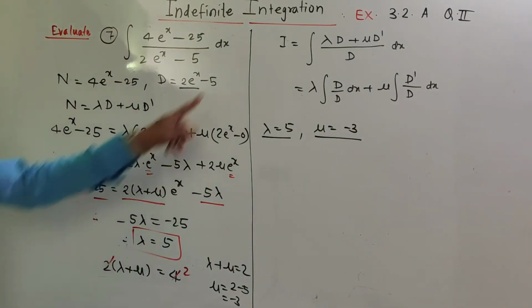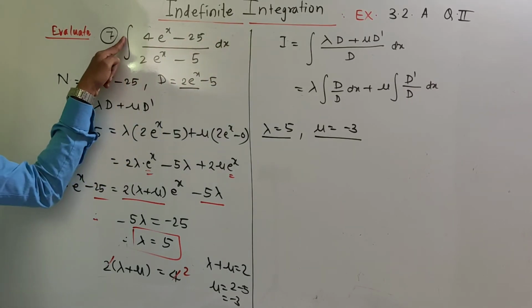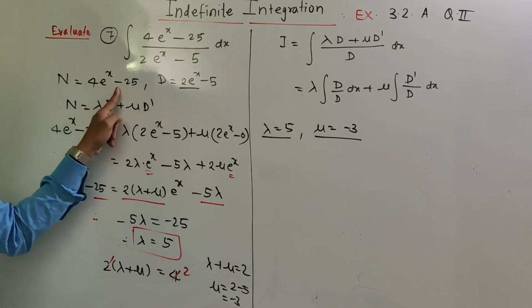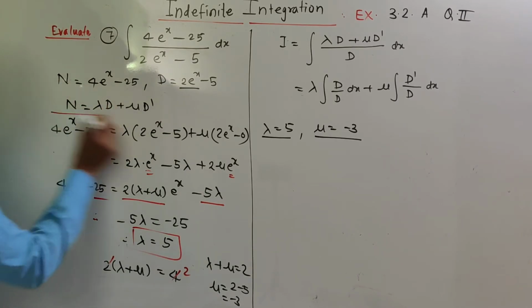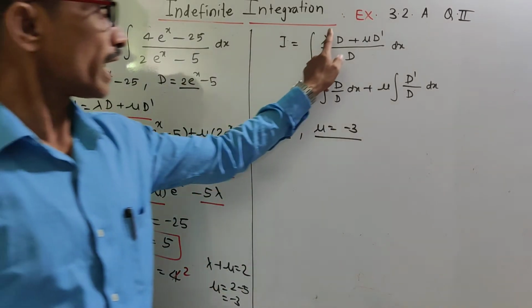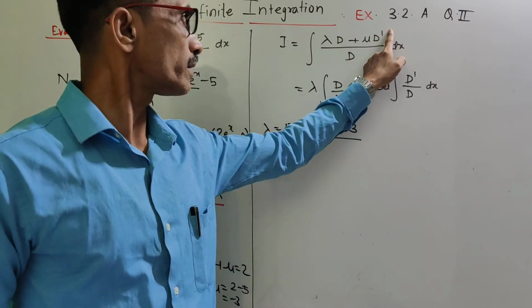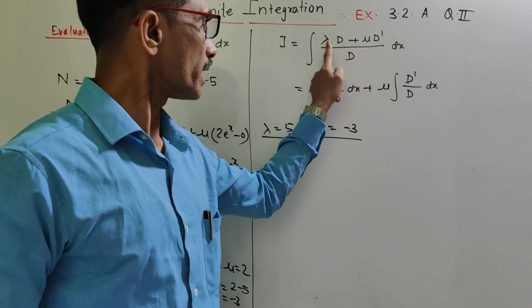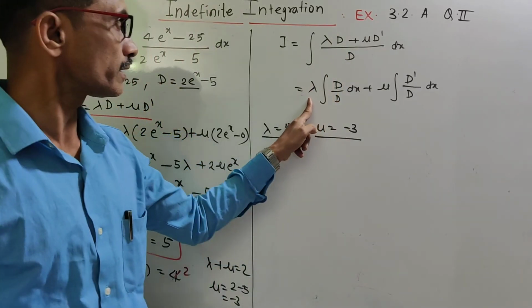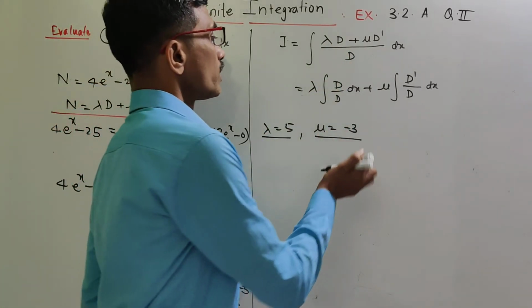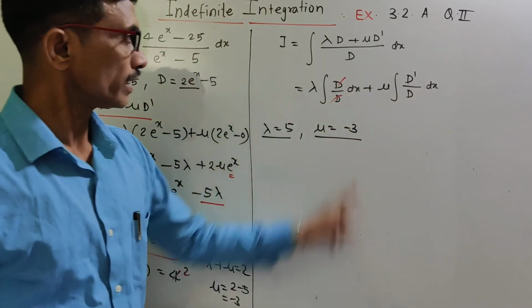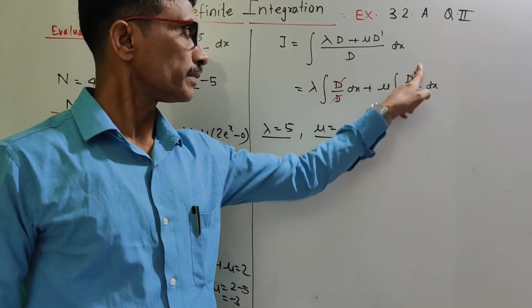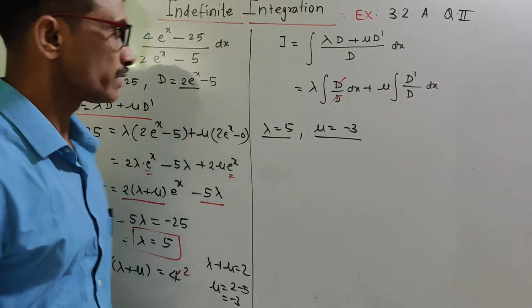Now we use integral I. This is the numerator, this is the denominator, and the numerator we express as lambda d plus mu d dash. So lambda d plus mu d dash is our numerator. We separate it: lambda is constant outside the integral, d upon d gets cancelled, leaving 1 dx, plus mu d dash upon d, and f dash of x upon f of x integrates to log f of x.